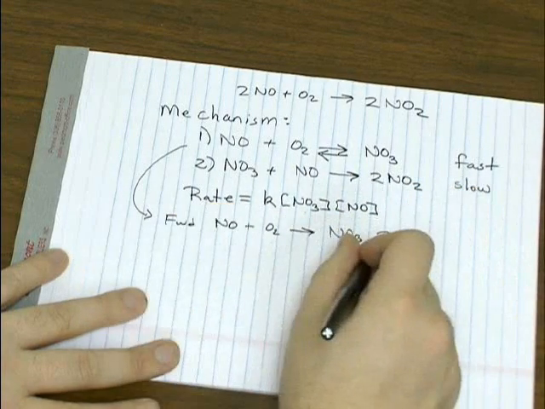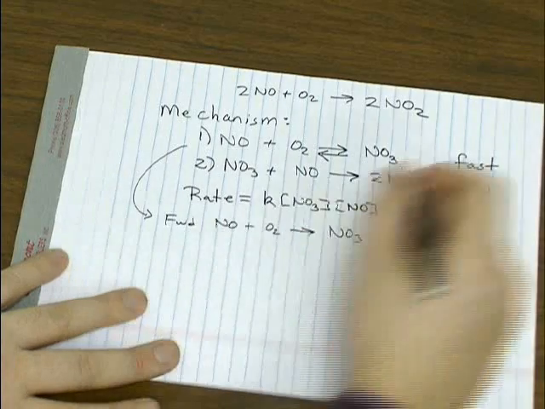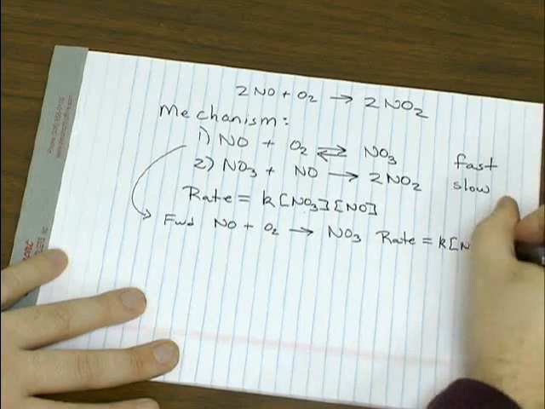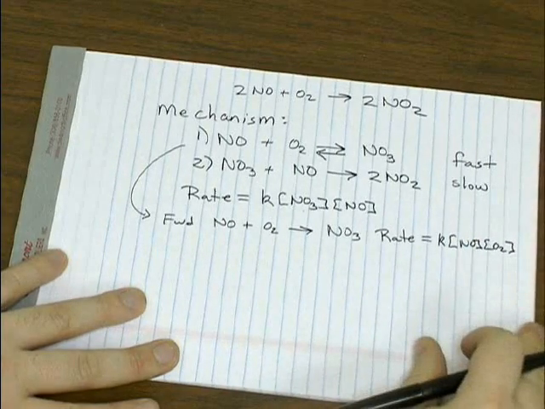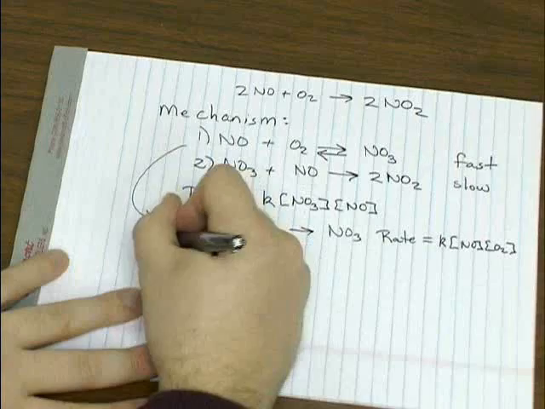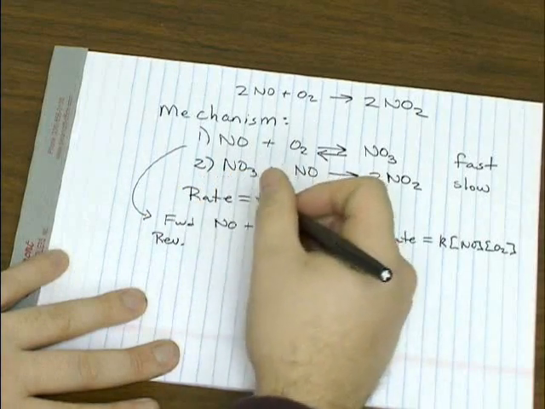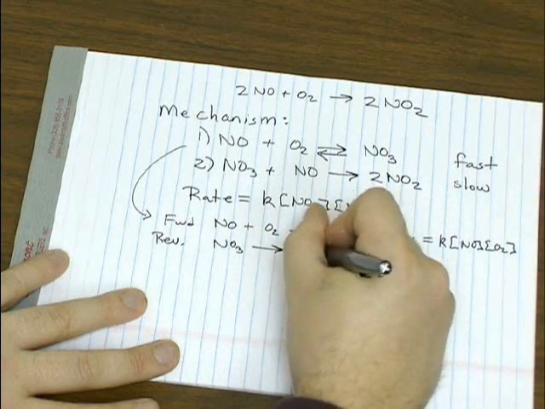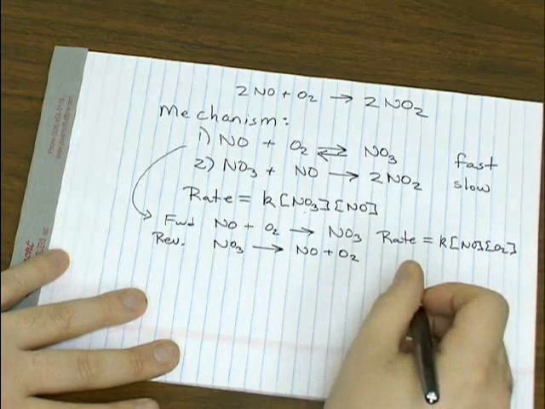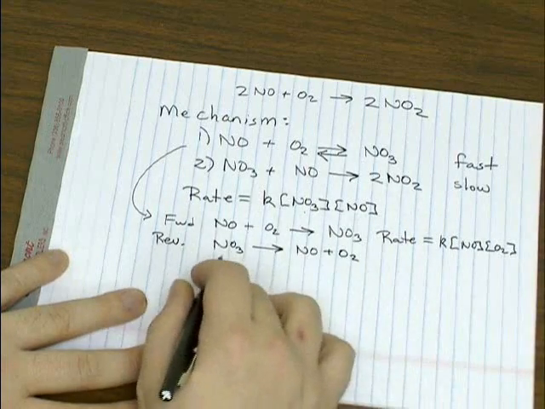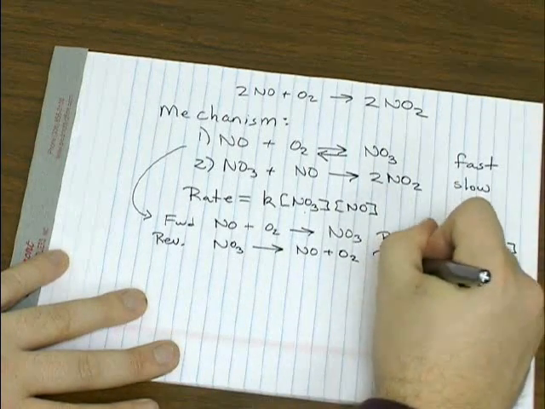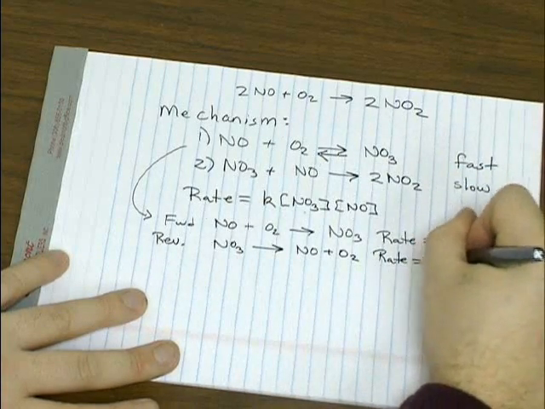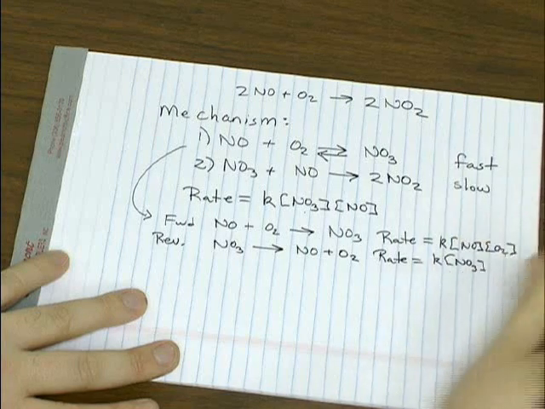The rate law of the forward reaction of step 1 would be first order with respect to NO and first order with respect to O2. The reverse of this step is NO3 gives you NO and O2. So in the reverse, NO3 is the reactant, and the rate law of the reverse of step 1 is first order with respect to NO3.